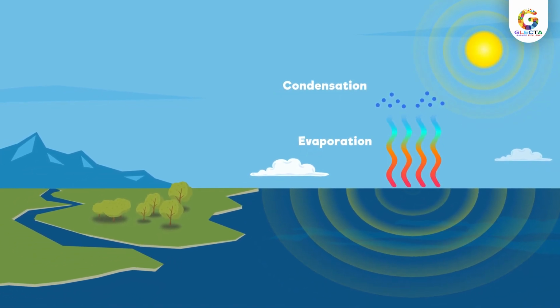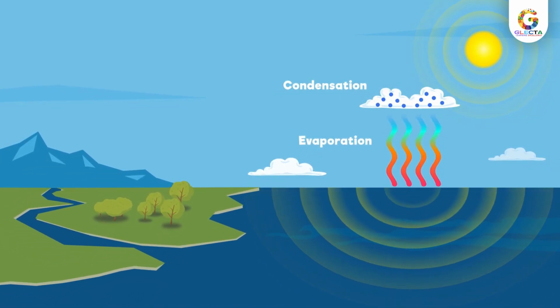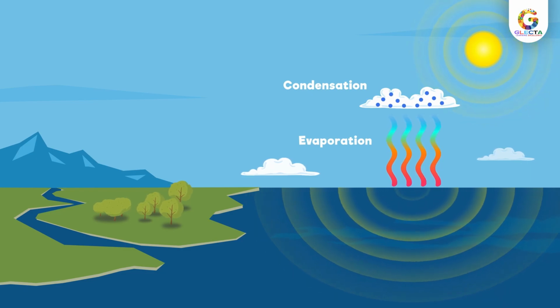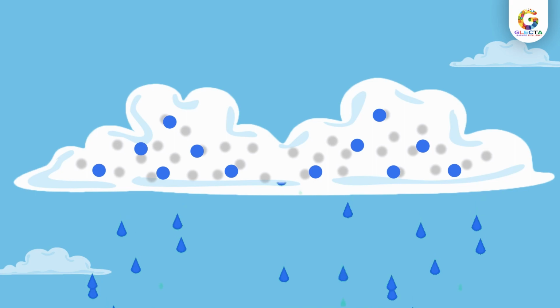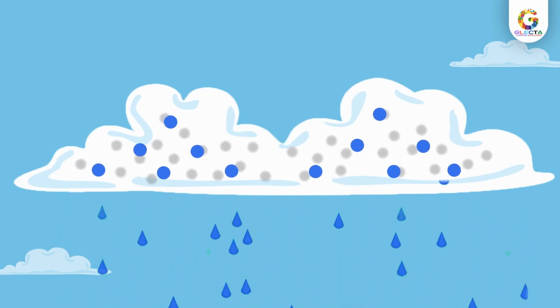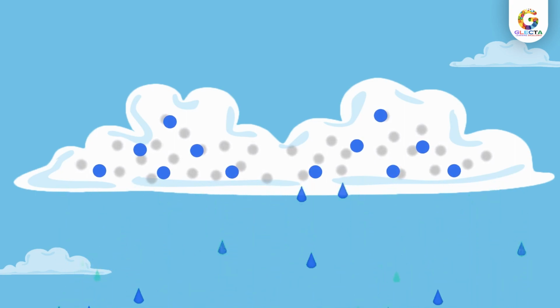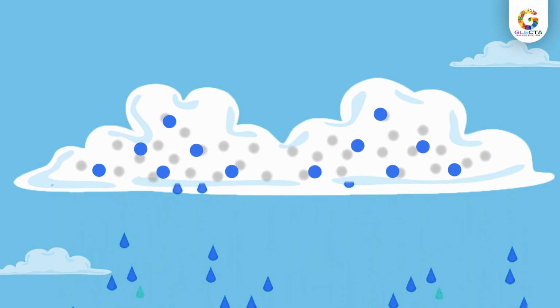Clouds are made up of tiny water droplets, so when condensation occurs in the sky, clouds form and grow. Let's take a closer look. When water droplets bump into one another, they stick together and grow in size. They continue to grow until they are too heavy and fall as rain.